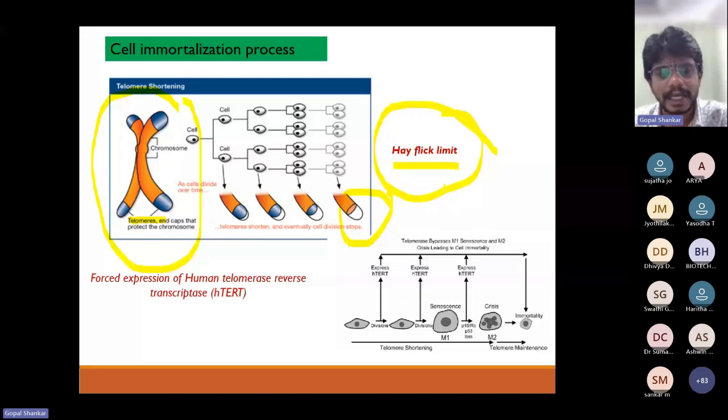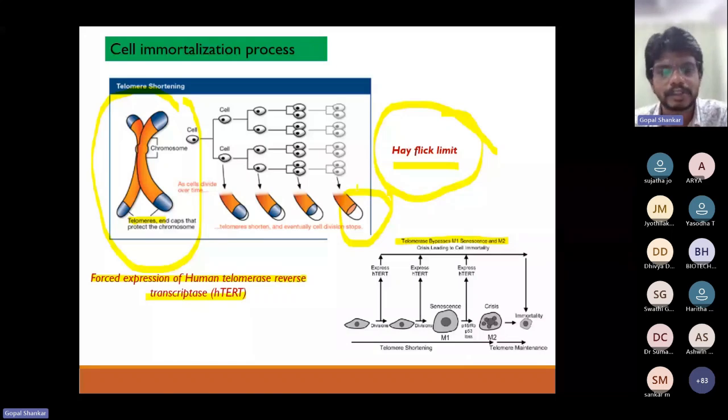So the idea now is that if I'm able to break this telomere shortening, if I'm able to allow the telomeres not to shorten, then I can make my cells continuously divide. So how do I do that? I do that by introducing an enzyme called telomerase, which will keep on adding new telomeres to this end. This is basically done to impart immortality in your cells. That is the forced expression of telomerase reverse transcriptase enzyme. So when this enzyme is added here, what will happen? The cells will keep on dividing. So that is the first option.